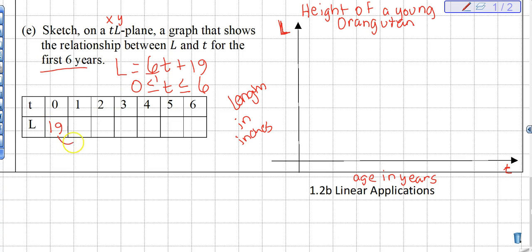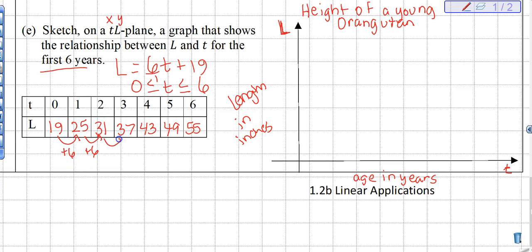19. And in the first year, he grew 6 inches too. And in the next year, he grew 6 inches too. And then 49, 55. It was a constant change.